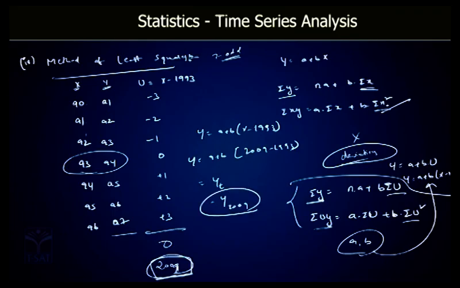So I need the 2009 year value. So 2009 minus 1993. Directly I will get yt, that is nothing but y at 2009 value. Like this, we will predict the future values using the fitted equation using method of least squares. So this is one case.